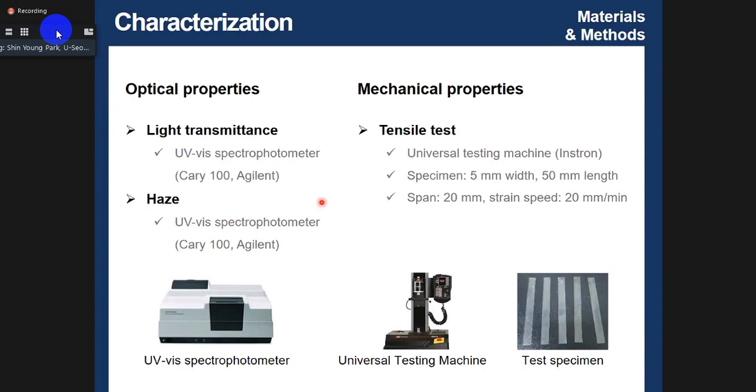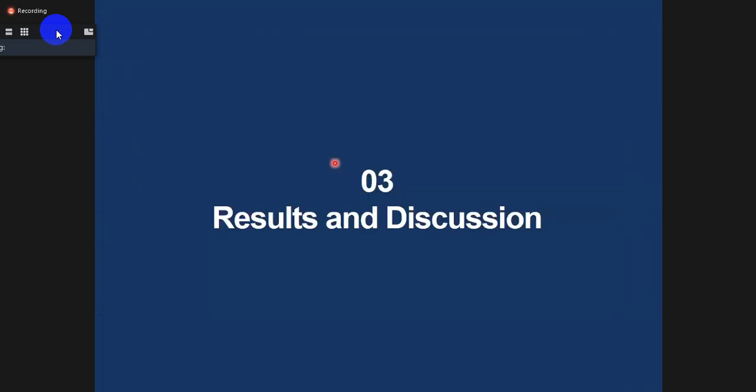And the optical properties and the mechanical properties of the composite were investigated. For optical properties, light transmission and the haze of the composite were measured. And for mechanical properties, the tensile strength of each composite was tested. Now, first, let me talk about the results of this study.